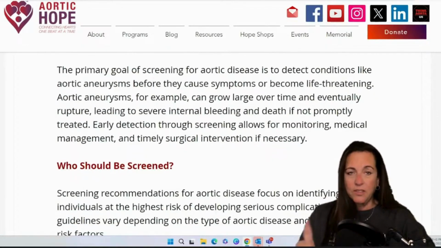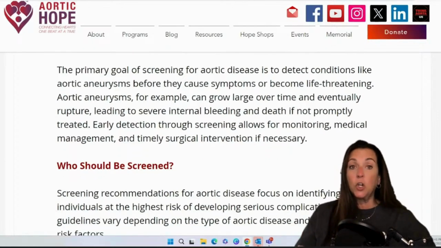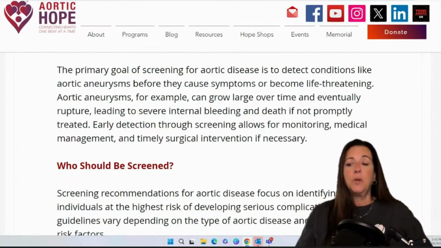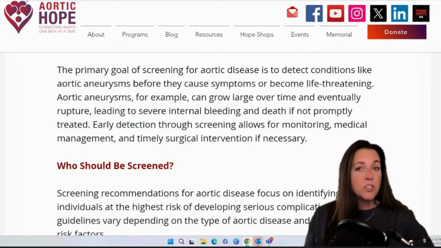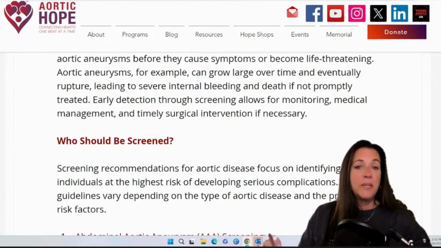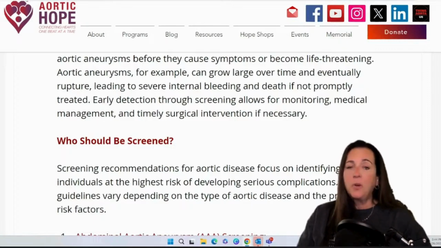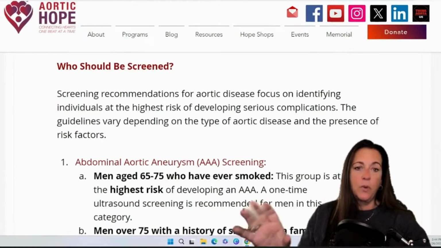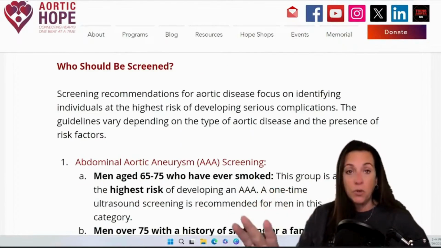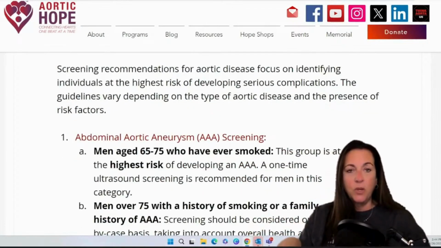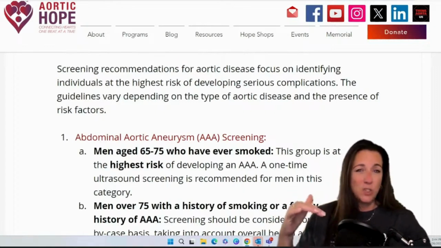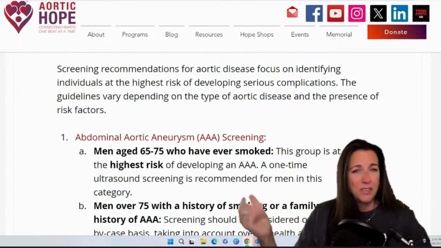Who needs to be screened? This is important also because these changes have occurred over the last 10, 15 years. Screening recommendations for aortic disease focus on identifying individuals that are at the highest risk of developing severe complications. The guidelines for this really vary based on the type of aortic disease and the presence of risk factors. So if you want to be screened for an abdominal aortic aneurysm, this is the current screening in the United States, which should allow you to be screened for free. Of course, don't take what I'm saying at 100%, you know our memories, but I think that's true.